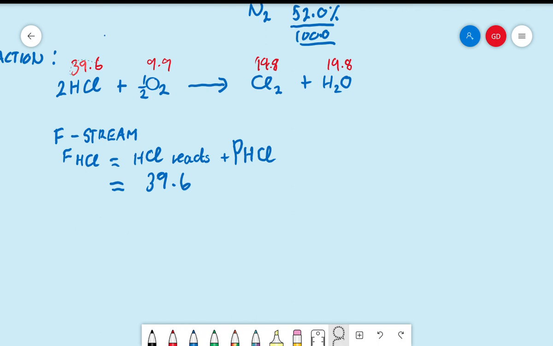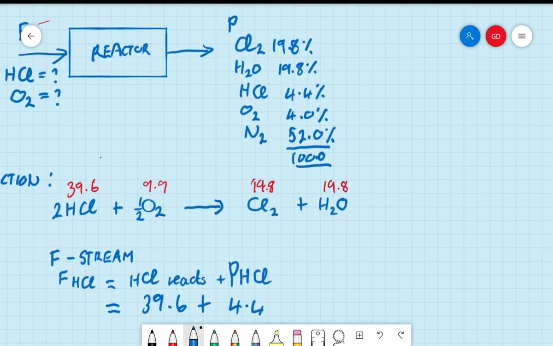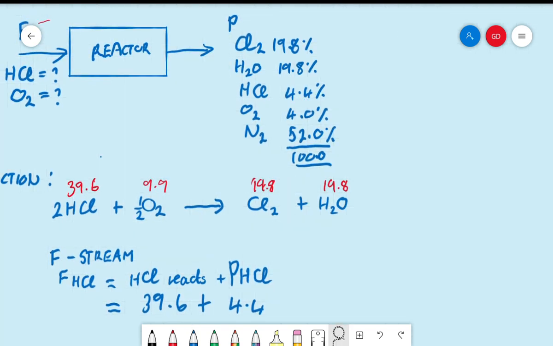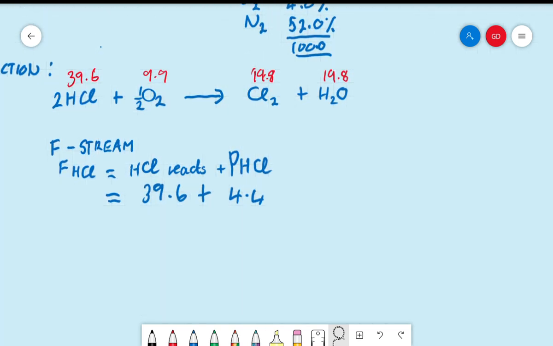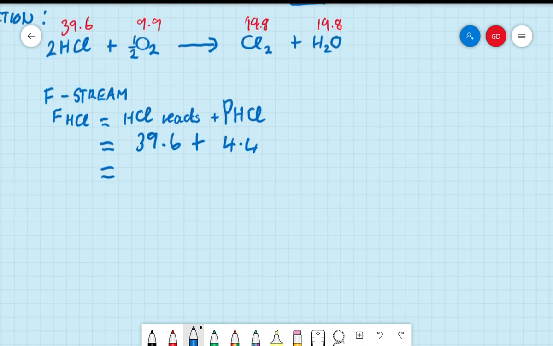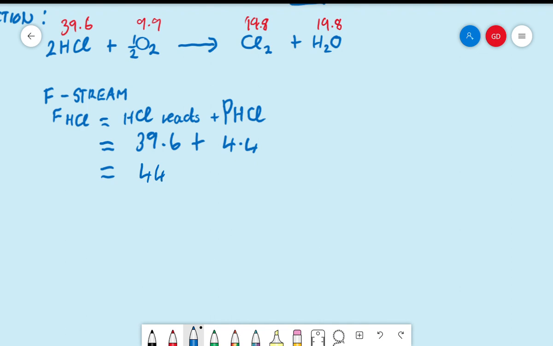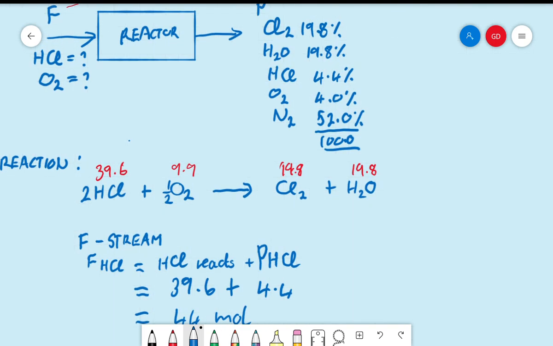39.6. So 39.6 is this one here, the HCl that reacts. Okay, and now plus the HCl produced. The HCl produced is 4.4, that's the HCl produced there. So now what do we get? We get 44 moles. You can say kilogram moles, we just leave it as moles, it's still fine. So it's 44 moles when you punch that in and calculate. So that's how much HCl is coming in here. So this HCl here is 44 moles.